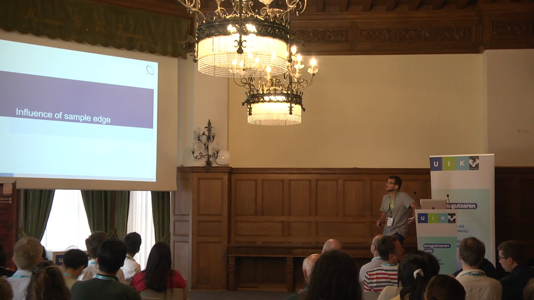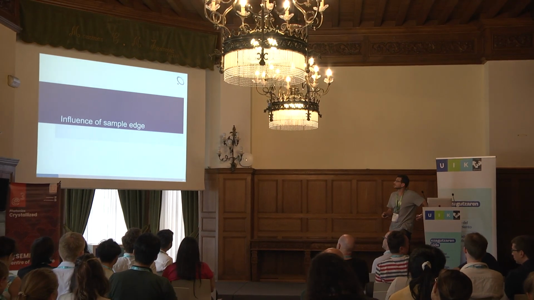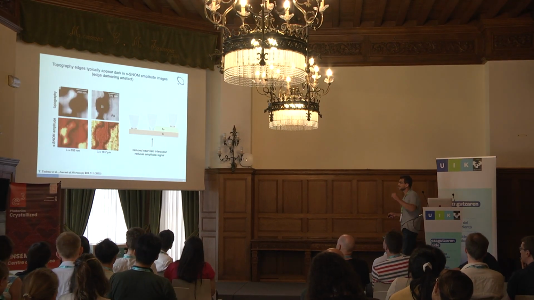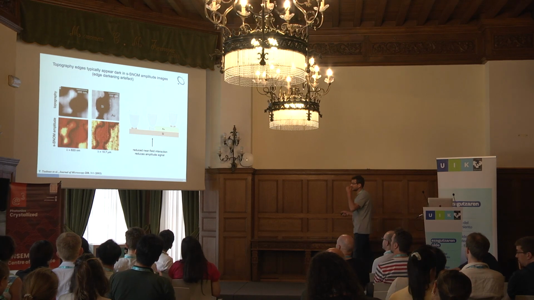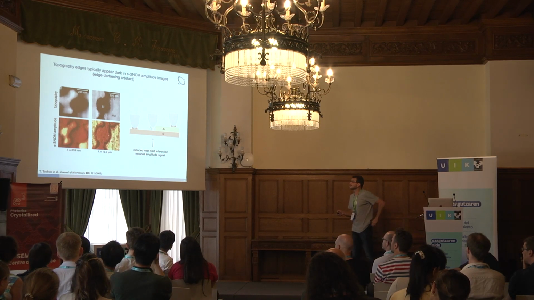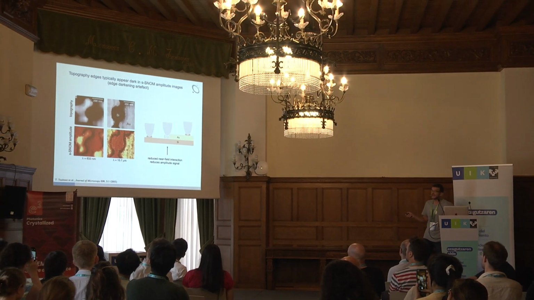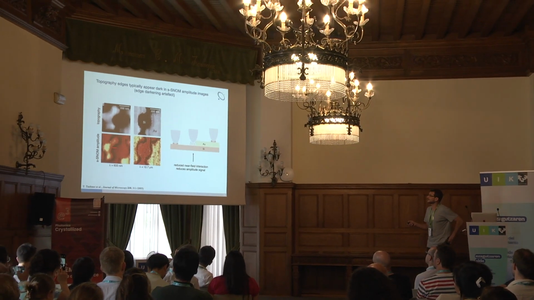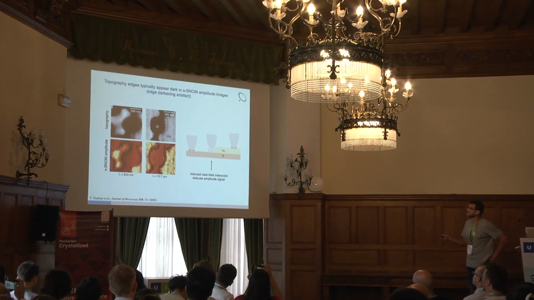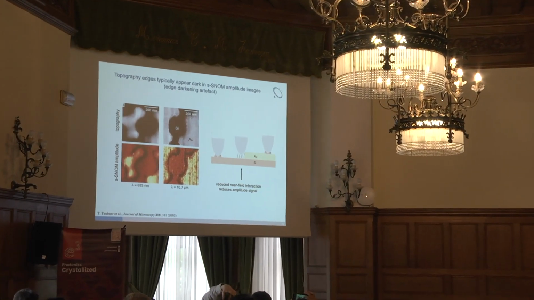So that's it, what I wanted to show regarding this. There's not so much to say. Then some influence of sample edges. What happens if you go around edges? This also goes back to my time with Fritz. We called this edge darkening artifact. If you have sharp edges, what happens very often is you see these dark fringes around here.